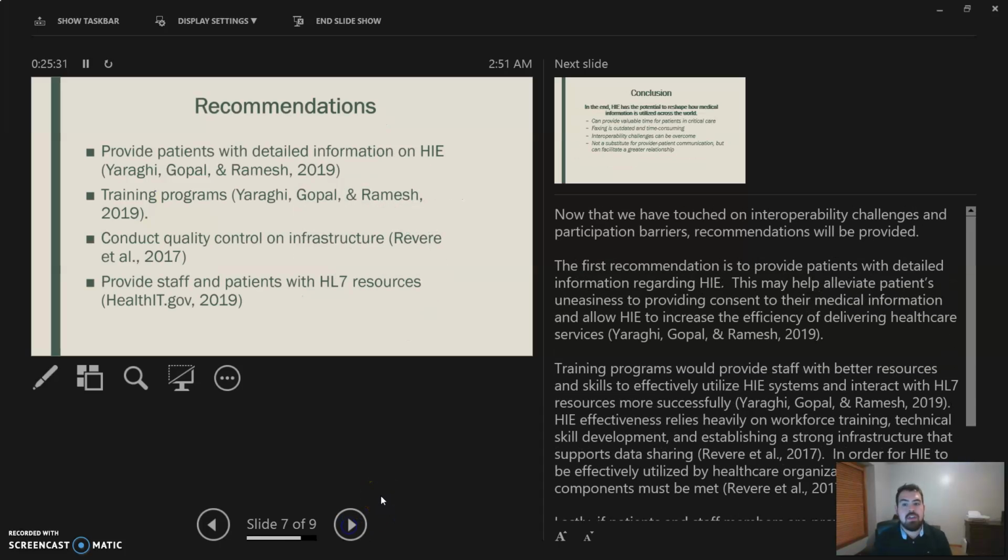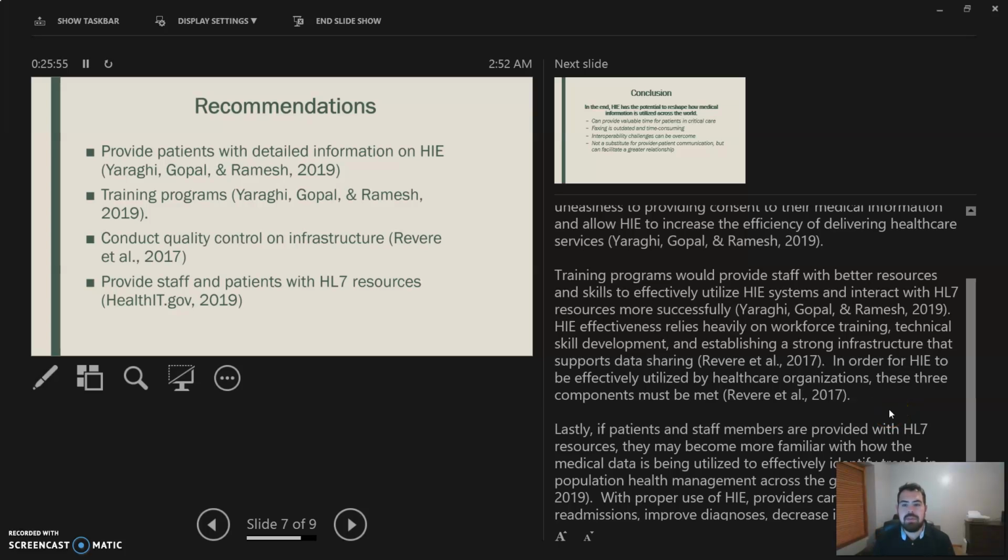Now that we've touched on interoperability challenges and participation barriers, recommendations will be provided. The first recommendation is to provide patients with detailed information regarding HIE. This may alleviate patients' uneasiness to provide consent for their medical information and allow HIE to increase the efficiency of delivering healthcare services.